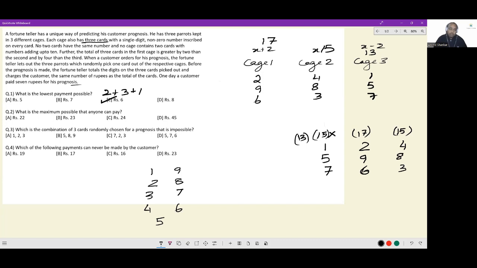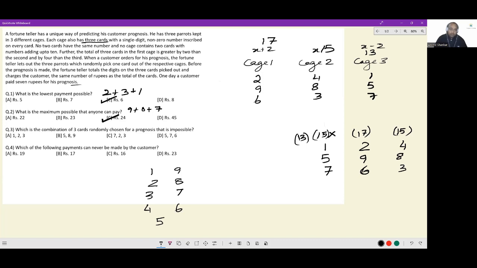Next, what is the maximum possible that anyone can pay? Maximum would be the highest number from cage 1, which is 9. Highest number from cage 2 is 8. Highest number from cage 3 is 7. So 9 plus 8 plus 7. Highest payment that somebody can pay is 24.